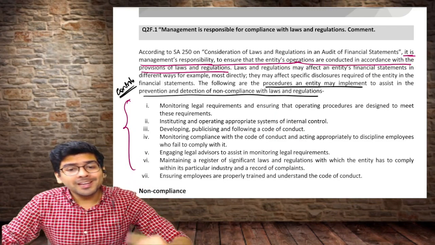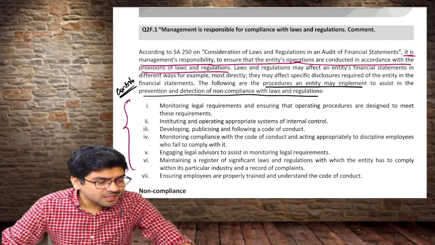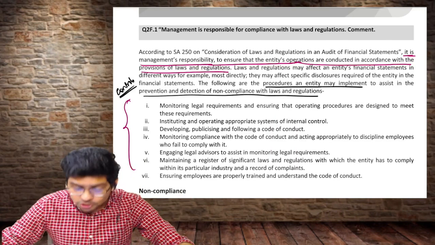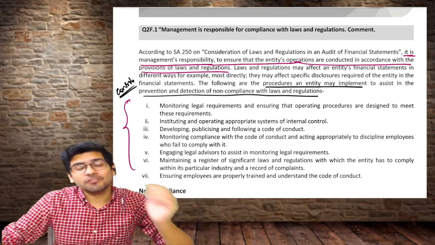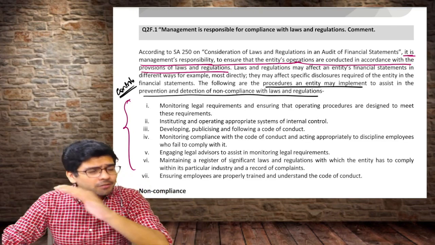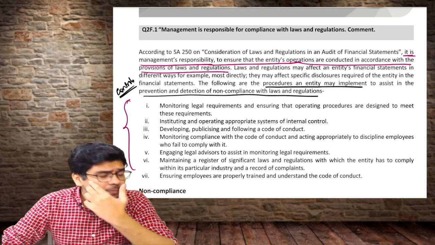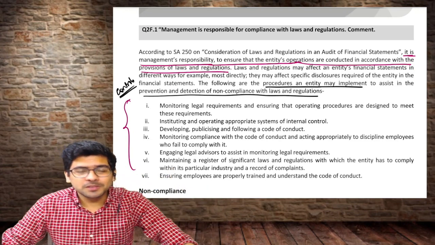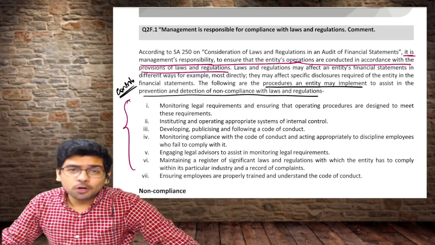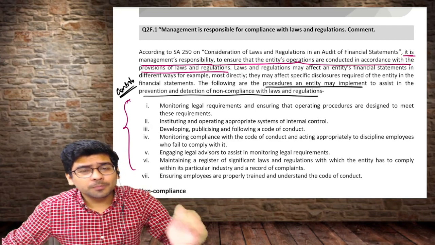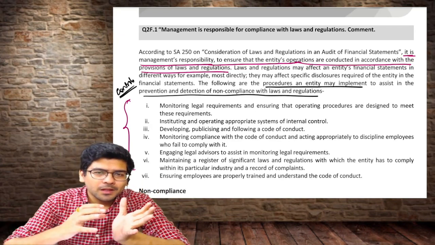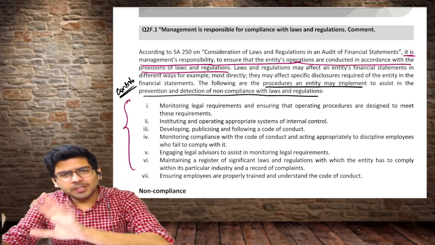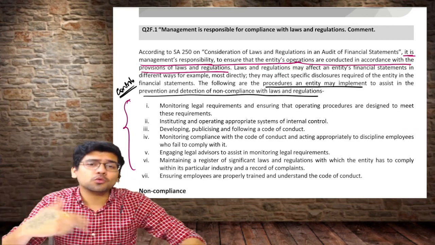What controls should be in place? What controls need to be designed and implemented by the management to ensure prevention as well as detection of non-compliance of laws? The management would never want to violate a law. They need to have some controls in place which are going to help them prevent non-compliance, as well as, let's say, if it happens, detect the non-compliance. So what can be the control?